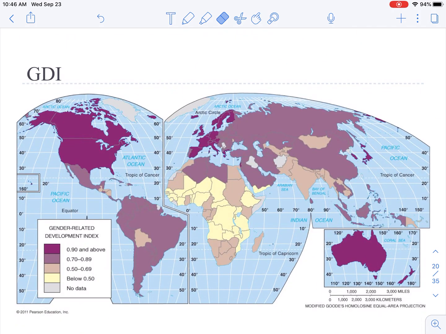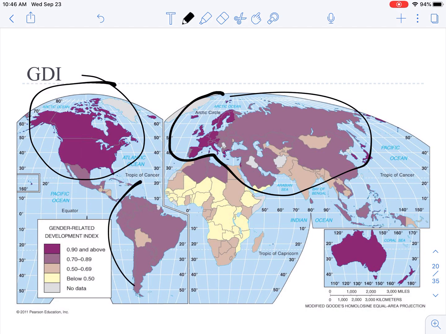When you look at GDI, countries in the world that have the highest numbers, again, fall in the category of MDC, while where they are lacking is Sub-Saharan Africa, a bit in Southwest Asia and South Asia. These are your early stages of NIC or LDC countries.